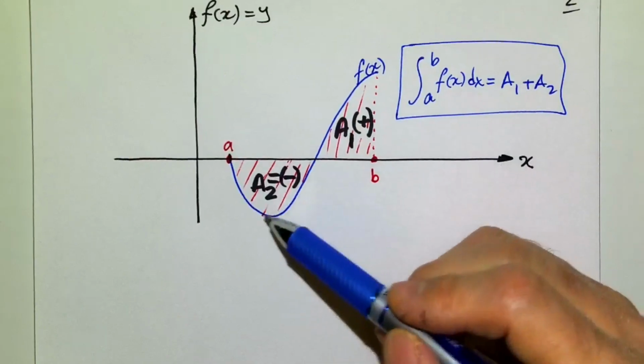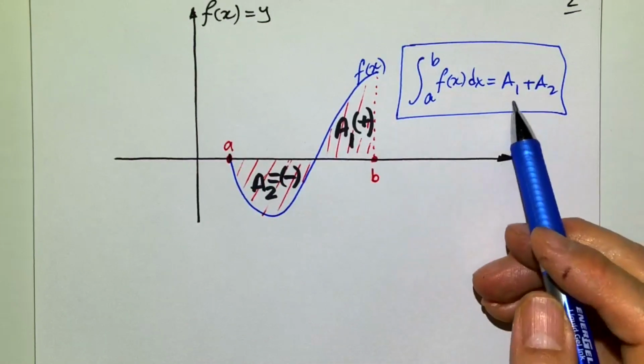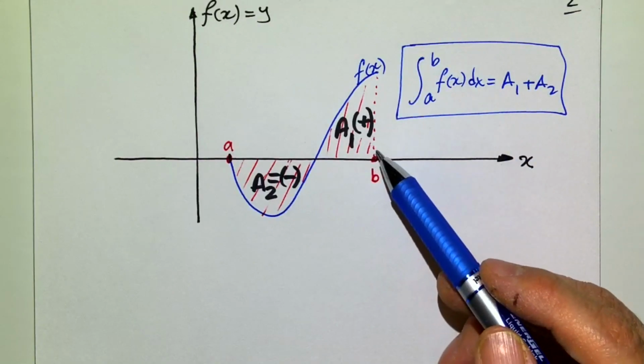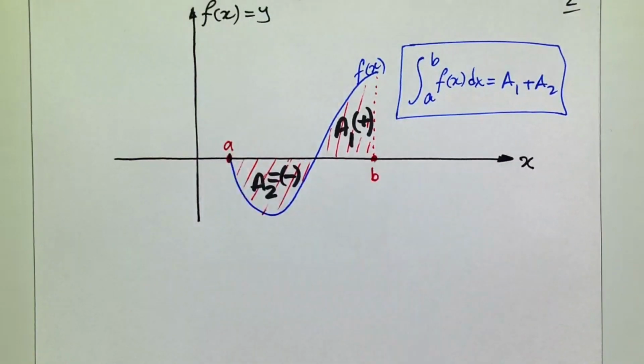Okay, so we know that that area is negative, this area is positive. When you add them together, you will get some number there that would represent the net area from A to B. Okay, so that's a basic look at definite integrals.